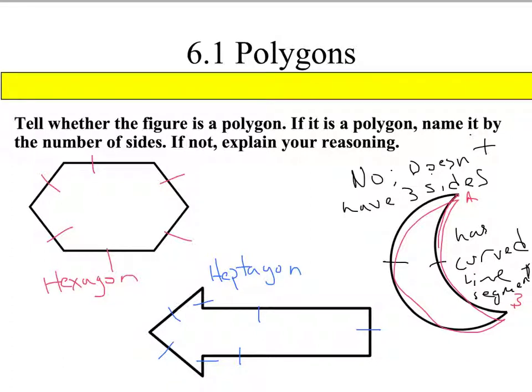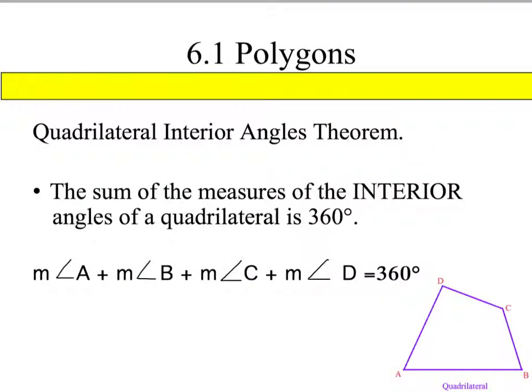All right, awesome. Okay, we are going to be moving on to the quadrilateral interior angles theorem. So please write this down and then I will explain. So, when you look at this quadrilateral interior angles theorem, that says the sum of the measures of the interior angles, remember interior meaning inside, of a quadrilateral is 360. If you added up all those angles, it would equal 360.